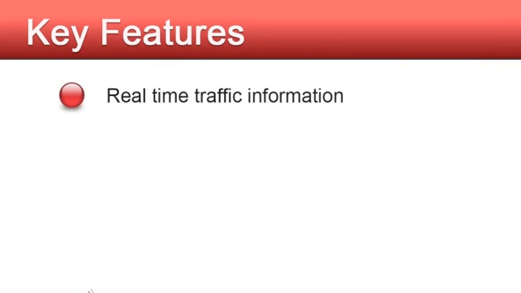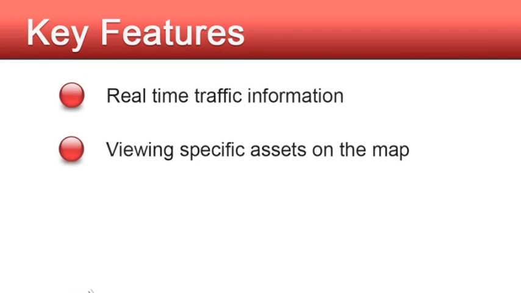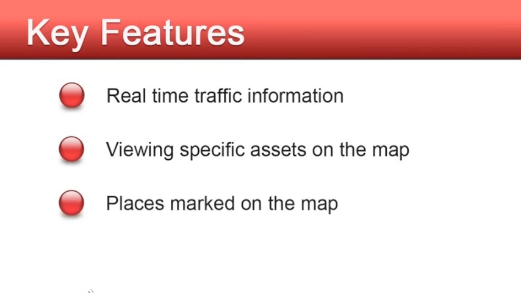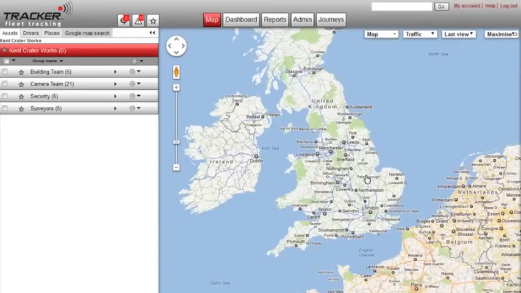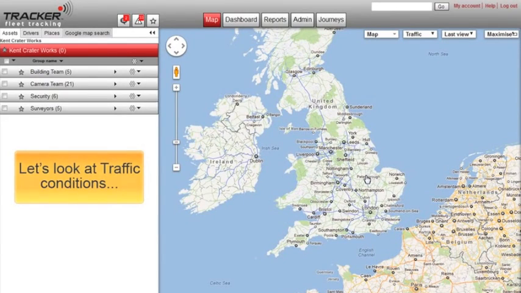Features that we'll cover in this demonstration are real-time traffic information, viewing specific assets on the map, places marked on the map, and geotunneling for mission-critical journeys. Let's look at traffic conditions in North London.